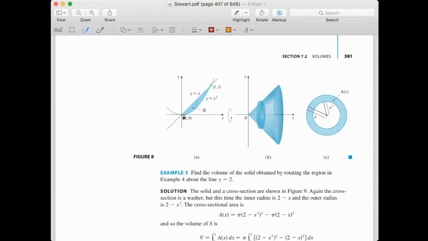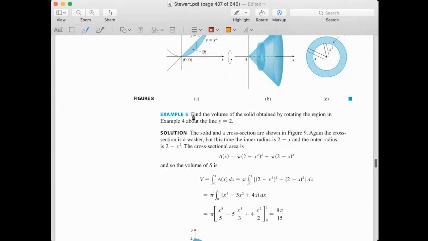This piece is the same thing. We have this piece of region. First, we use the 2.1 material to find the region. Then we can rotate over the x-axis and we will get this, or we can rotate along the y-axis and we will get this 3D object. Then we want to find the volume of this solid. We want to calculate this hollow region. We only want to find the volume of this solid. So example 5: find the volume of the solid obtained by rotating the region in example 4.